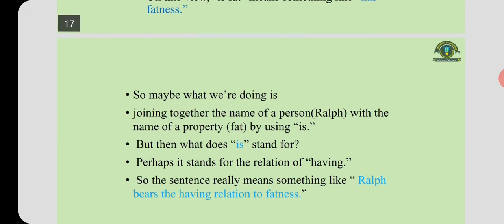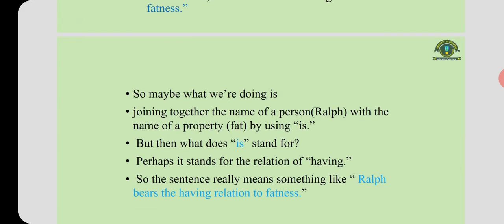So maybe what we are doing is joining together the name of a person like Ralph with the name of the property fat by using "is." So that is the basic purpose of that sentence or expression: we join the two things by having reference to each other, and we use the word "is." But then what does "is" stand for? That is also a question which is begging an answer here.